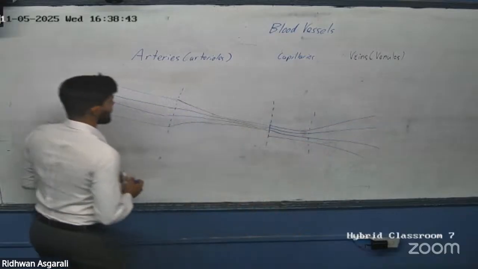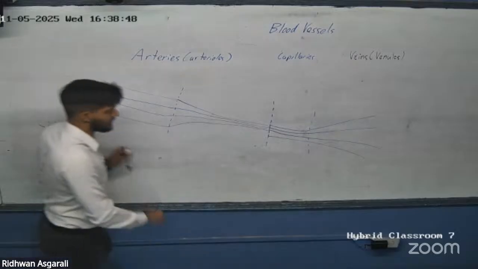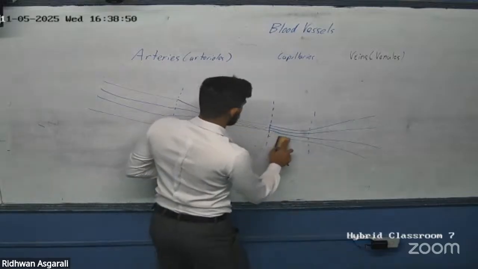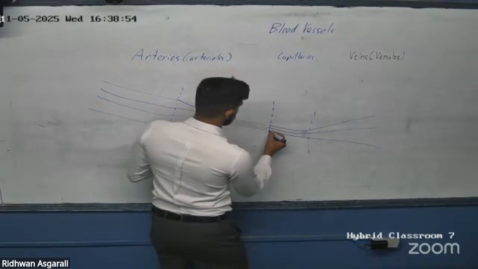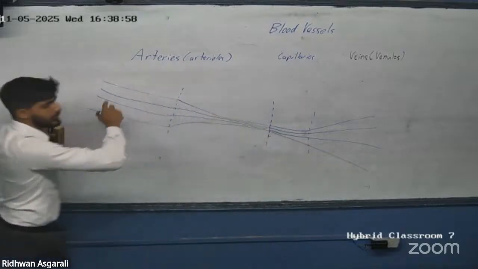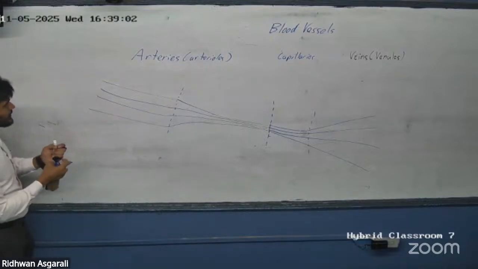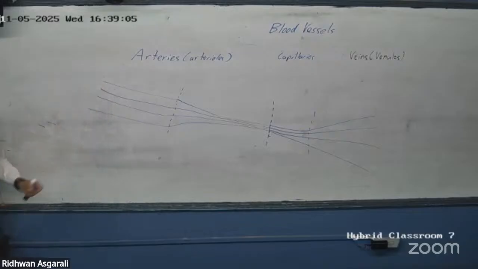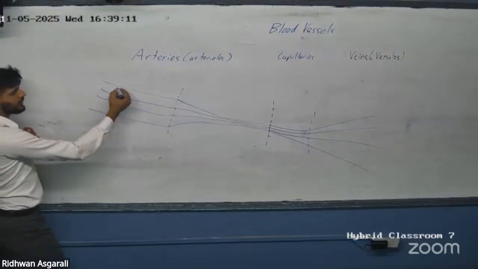Okay. So this is how the blood vessels link together. We start with the arteries. You can start at any point, but it's easier to start with the arteries. So what type of blood do arteries transport throughout the body? Arteries transport oxygenated blood, right?